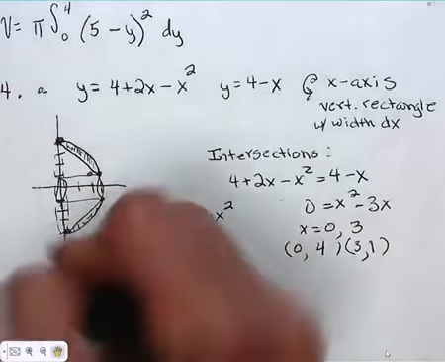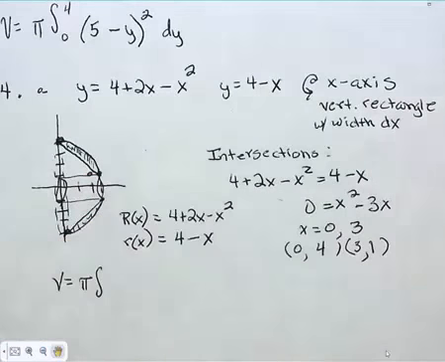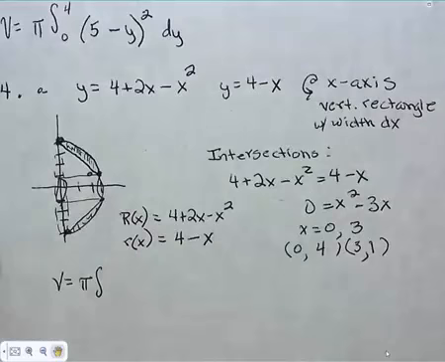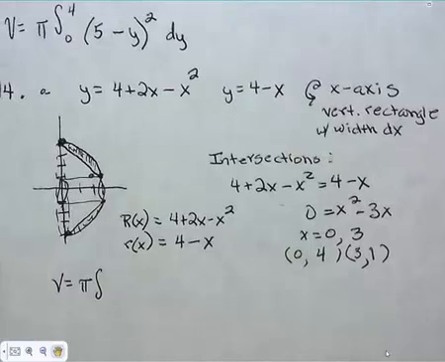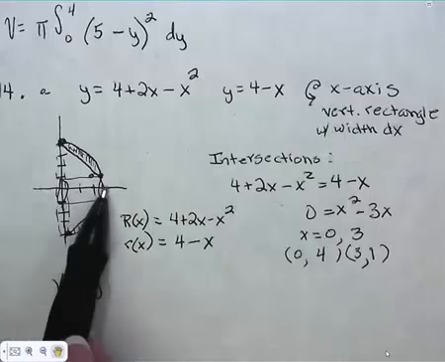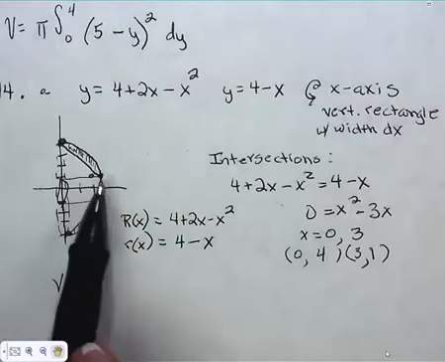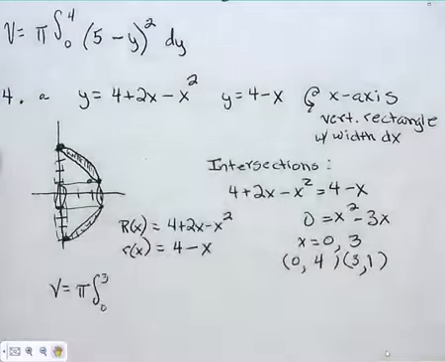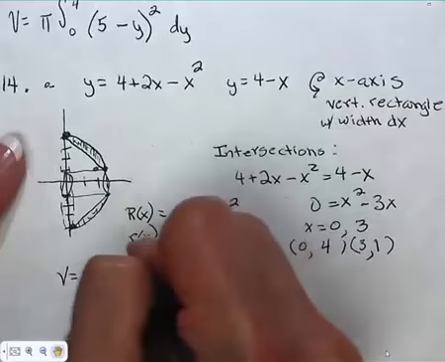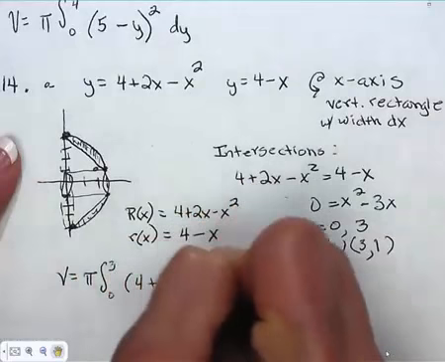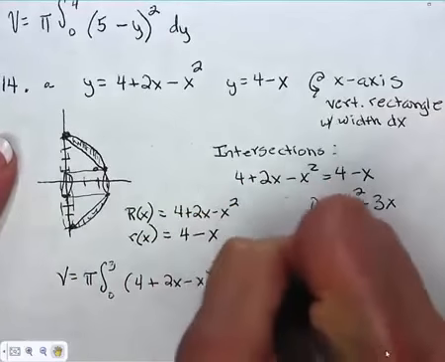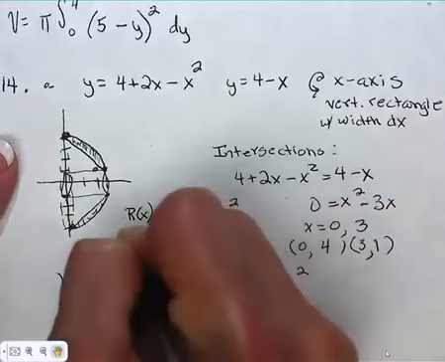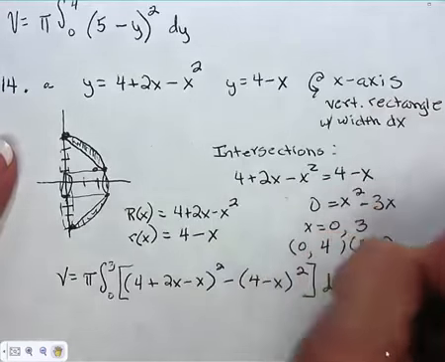So the volume is going to be pi times the integral from where to where? From 0 to 3. We're integrating with respect to x. We're using x values, and the rightmost x value there is 3. So we're integrating from 0 to 3 of outer radius squared minus inner radius squared with respect to x.